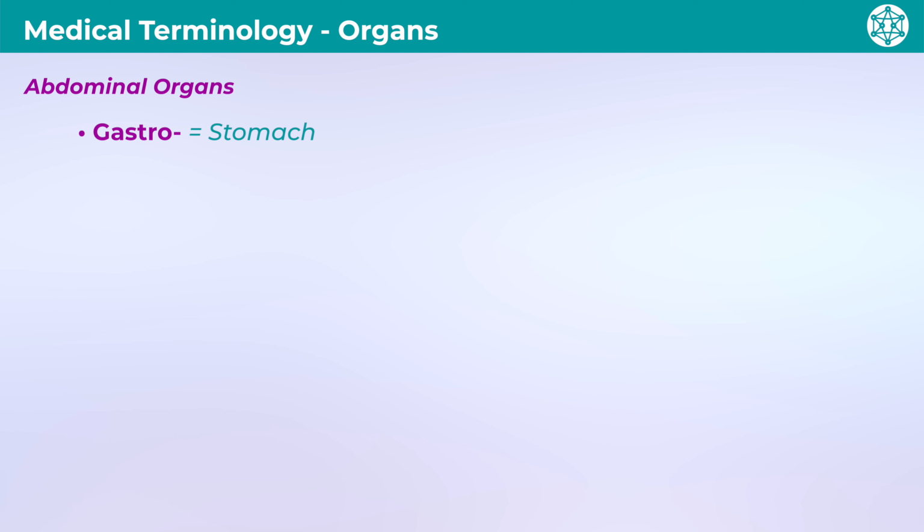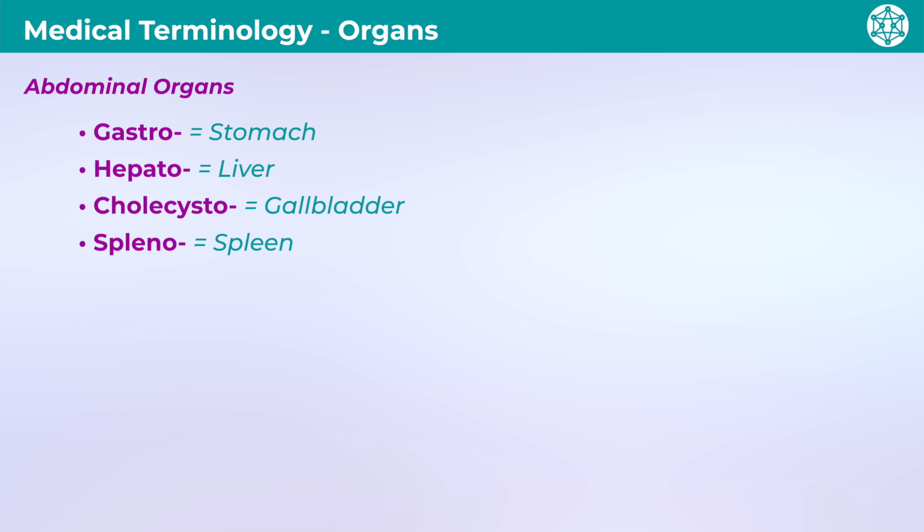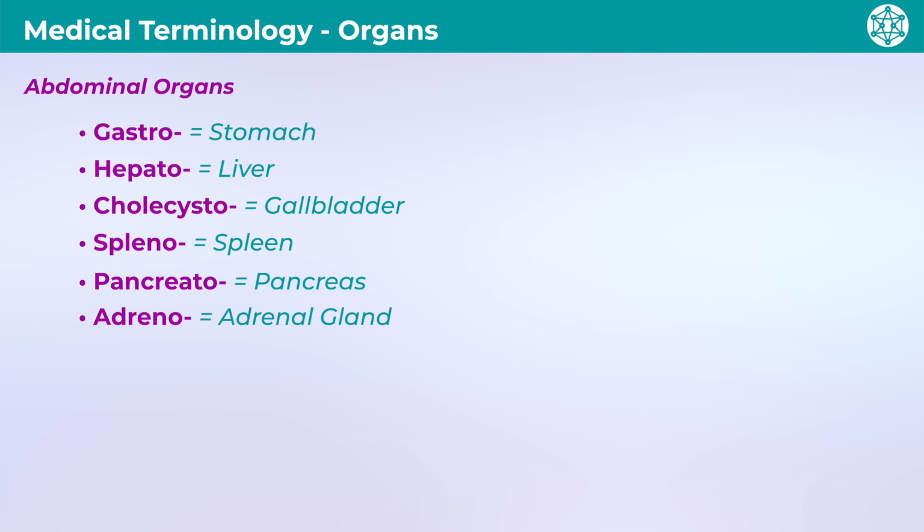The next organs I'm going to get into are the abdominal organs. So, gastro for the stomach. Hepato for the liver. So you may have heard of hepatitis or hepatocyte, so they all relate to the liver. One that you may not have heard of is cholecysto, and that's for the gallbladder. So you might not have heard of, but it may be called cholecystectomy when you remove your gallbladder, or cholecystokinin, which controls gallbladder contraction. Another one is spleno, meaning spleen. Another one is pancreato for the pancreas. Another one is adreno for the adrenal gland, the gland that sits on top of your kidneys.